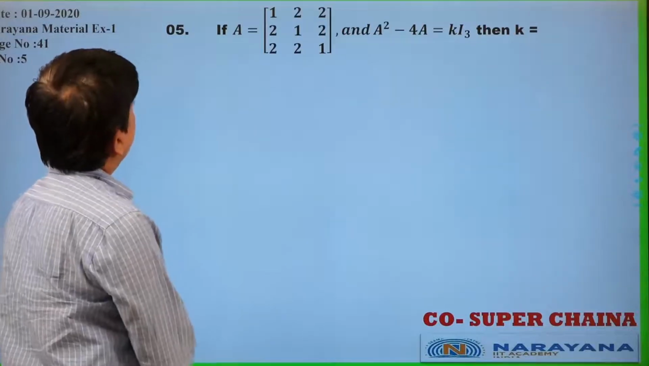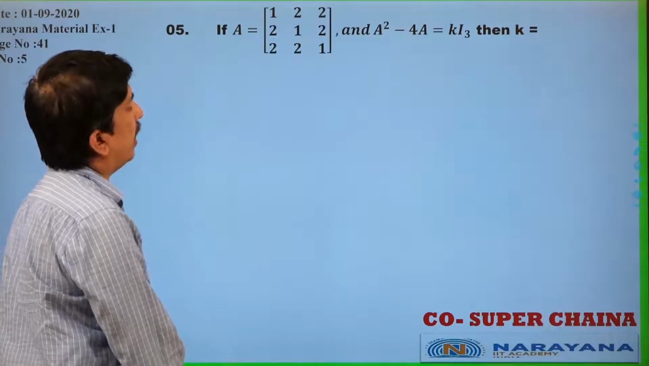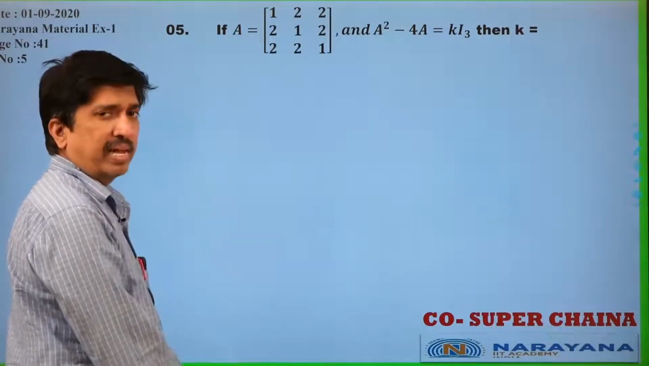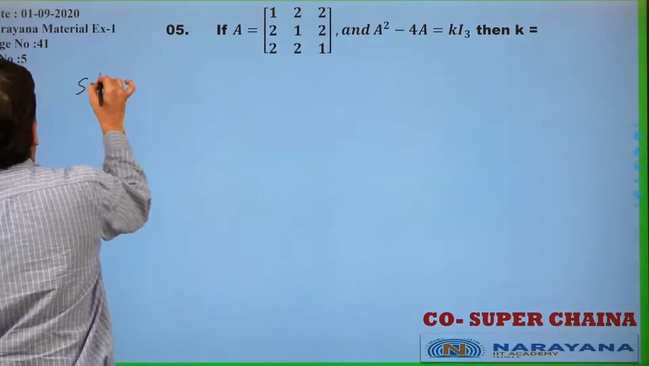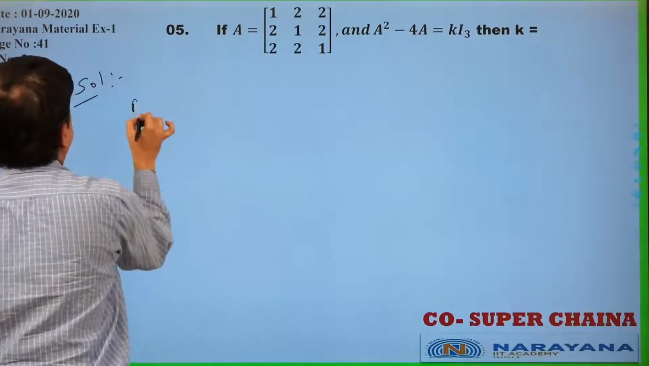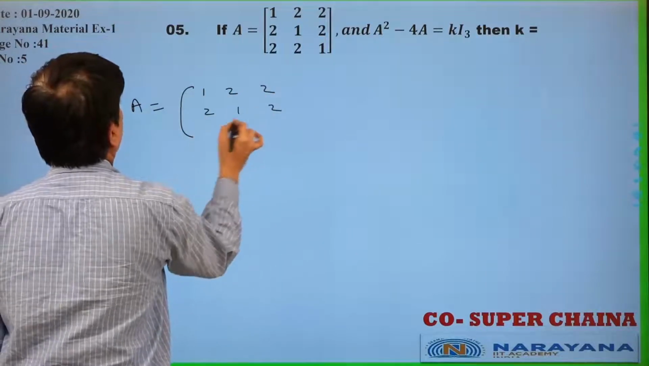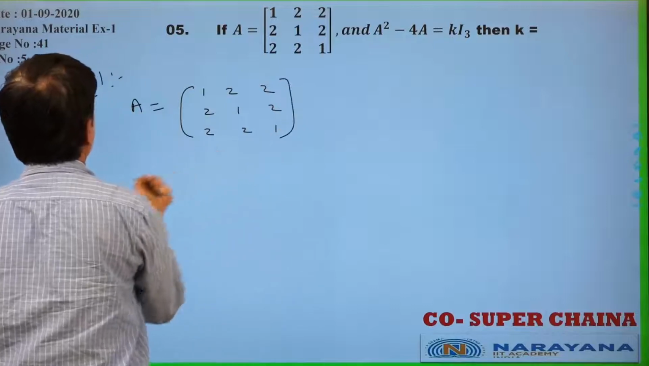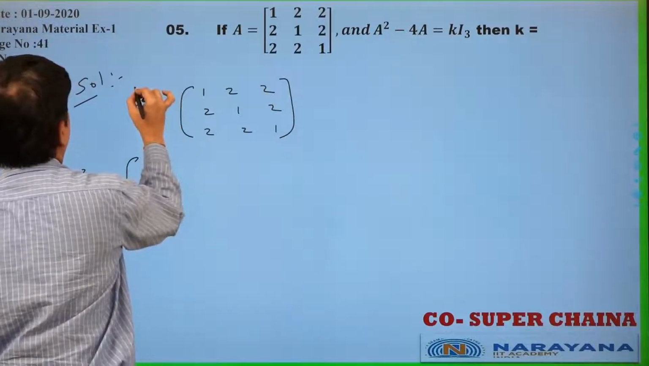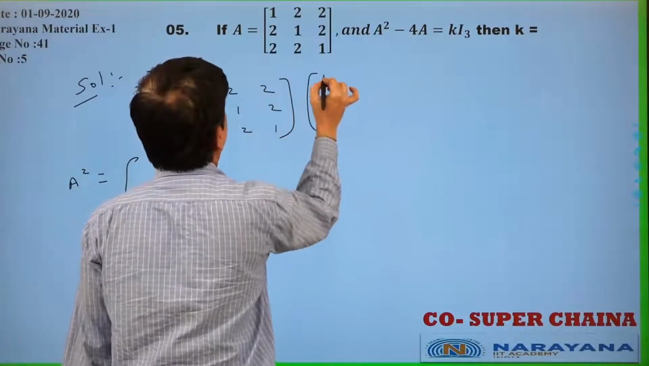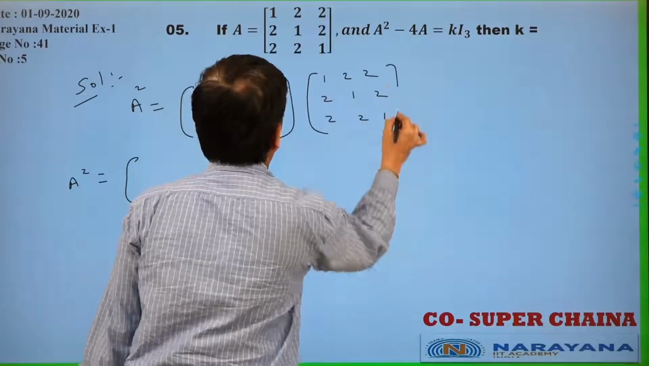A equal to [1 2 2; 2 1 2; 2 2 1], A square minus 4A equal to K into I3. I3 is a 3 by 3 matrix only. Then K is equal to what? Now once you observe that one, A is equal to [1 2 2; 2 1 2; 2 2 1]. A square is equal to what? Shall I write directly here only A square? No problem. A square is [1 2 2; 2 1 2; 2 2 1] times itself. Is it clear?